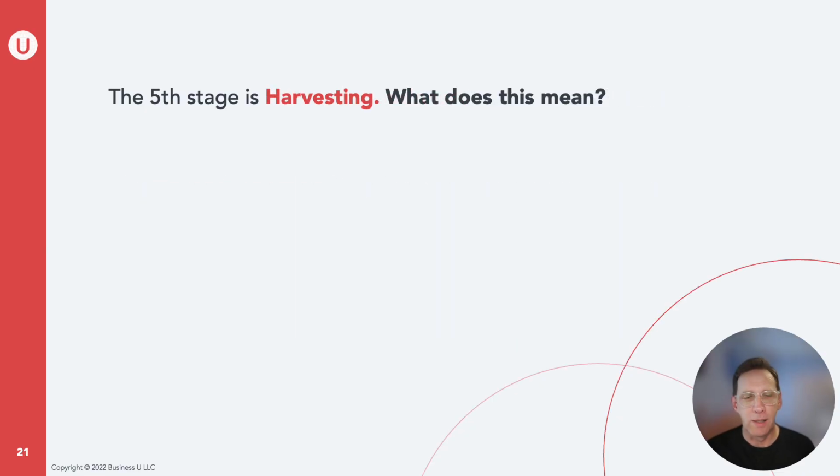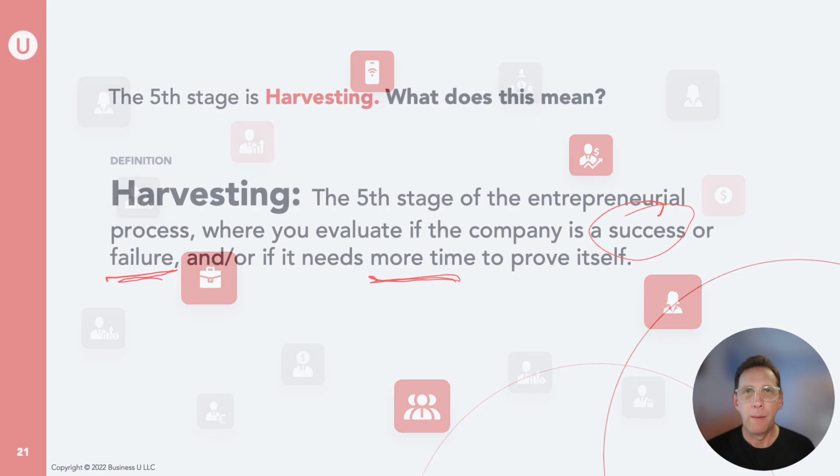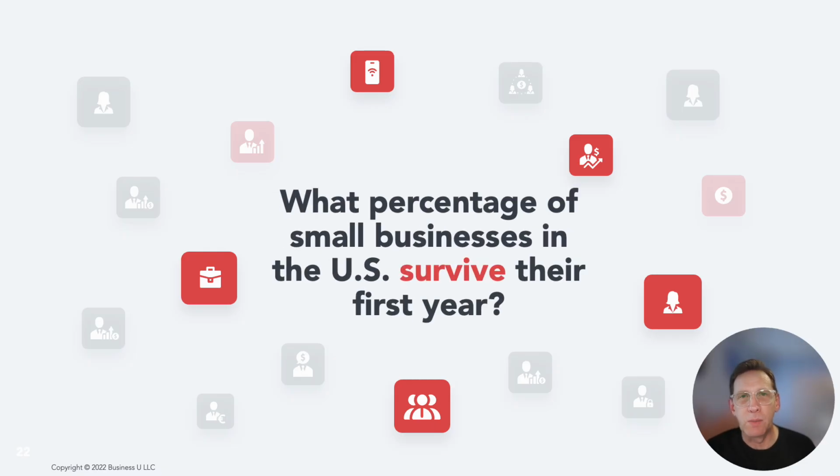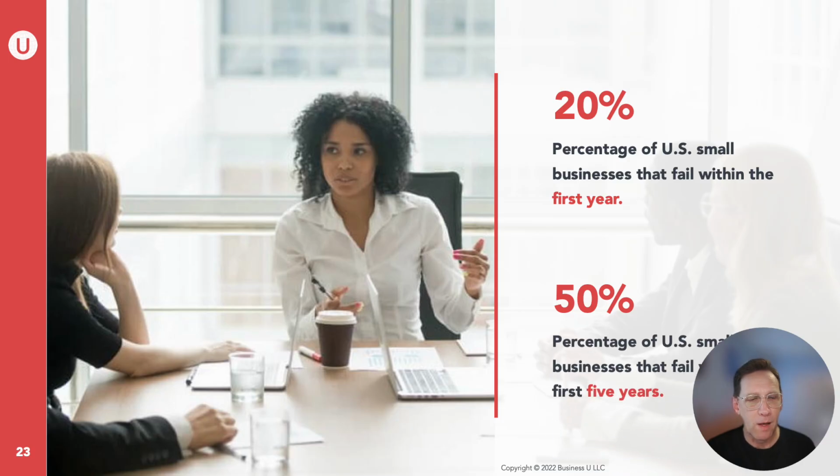The fifth stage is harvesting. Harvesting is where you evaluate if your company is a success or a failure, or does it need more time to prove itself? Think about this question. What percentage of small businesses in the US survive their first year? Well, 20% of US small businesses fail within their first year. 50% of US small businesses fail after their first 5 years.